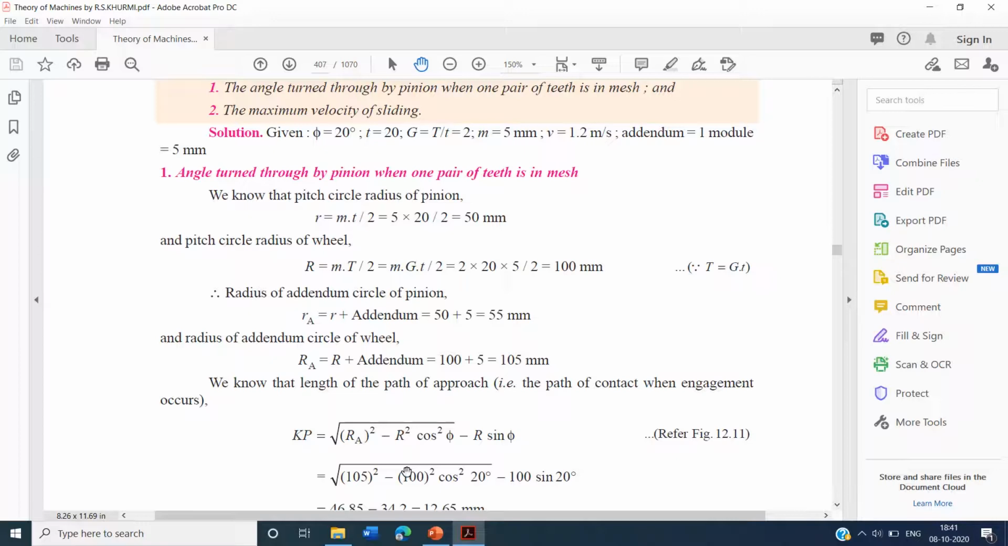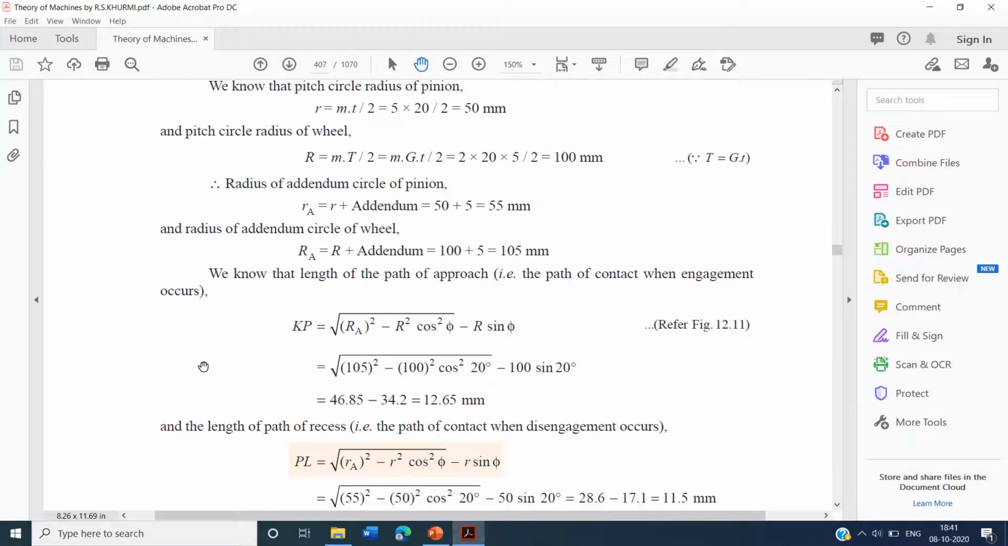So our first step is to find out the radiuses of the pinion, the pitch circle radiuses and addendum radiuses. Here, small r is equal to m into t by 2, capital R is equal to m into T by 2. It's a direct question, direct substitution. Then we can find out the addendum radius, which is given by r plus addendum. 50 plus addendum, which is given as 5 mm, and capital RA is again 100 plus 5, 105 millimeter.